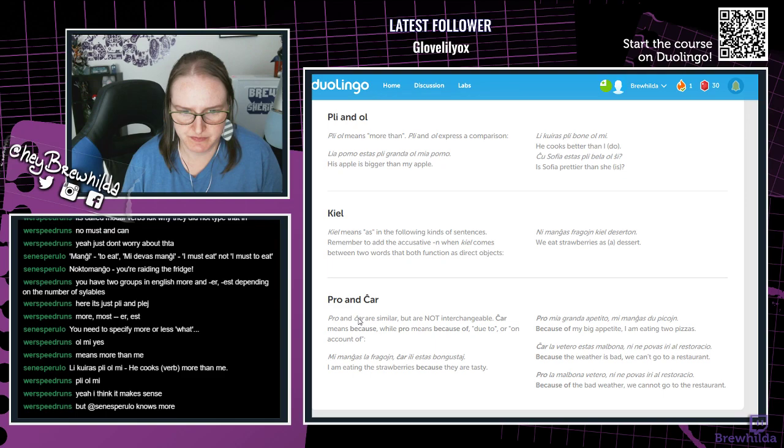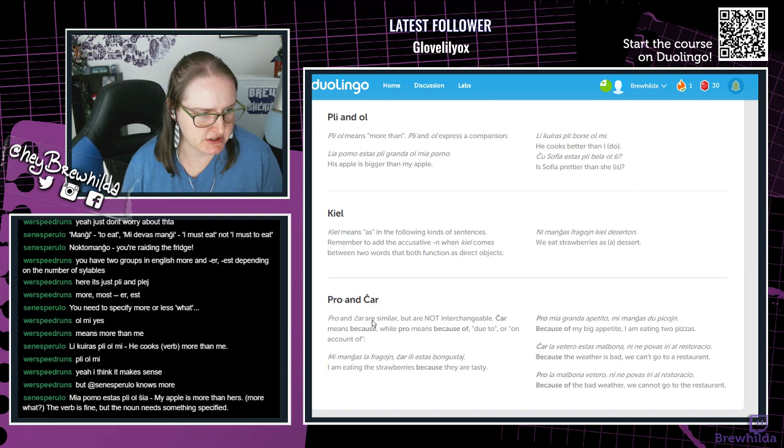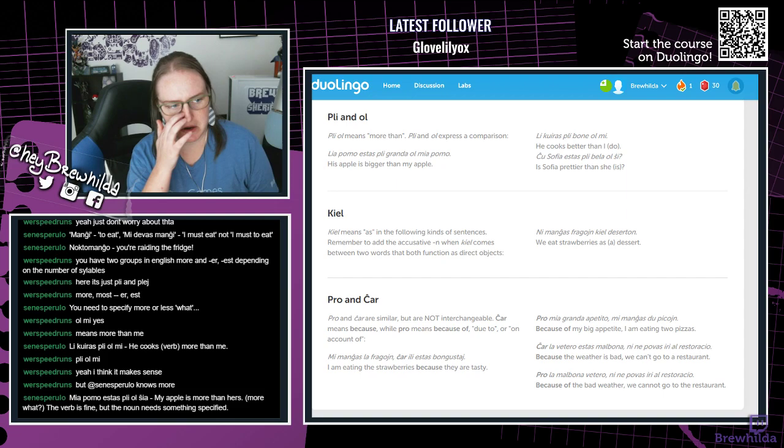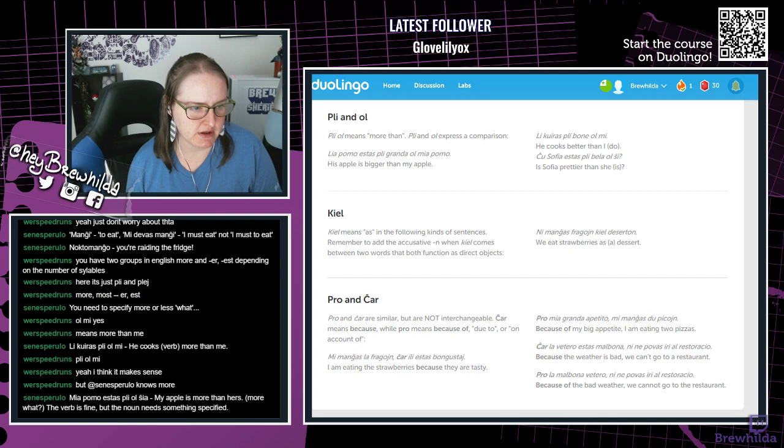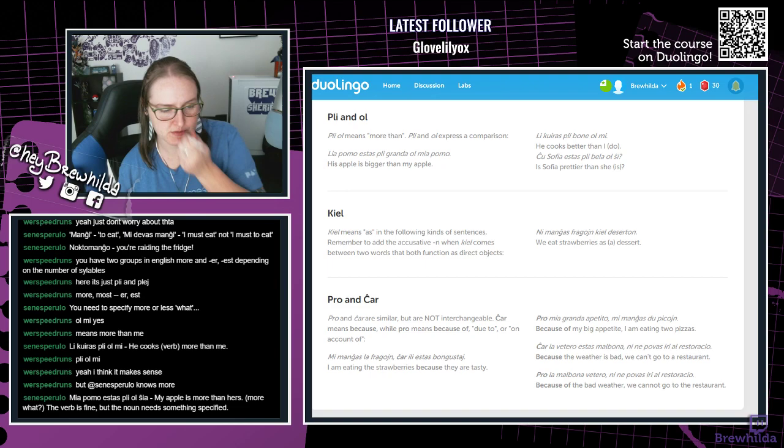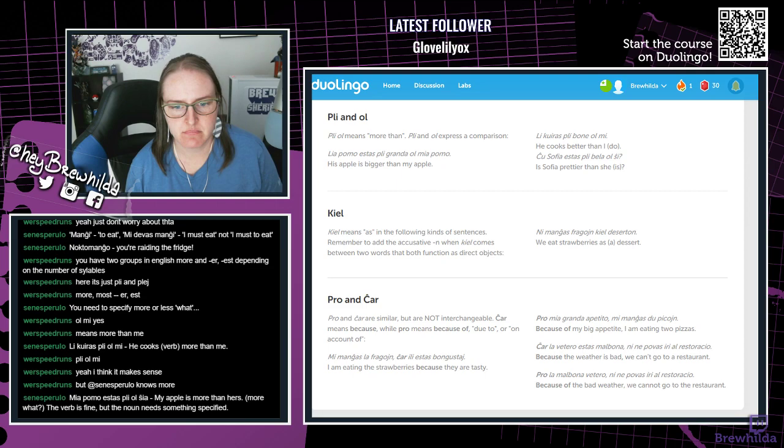Mia pomo estas pli ol ŝia. My apple is more than hers. More what? The verb is fine, but the noun needs to be specified. Yeah, because the apple could be more money than hers. It could be larger than hers. It could be lighter or darker than hers. However, if I just went up in English and said, my apple's more than hers, it's a different connotation than it would be in Esperanto, because in English, when you assume more, you just mean larger amounts.